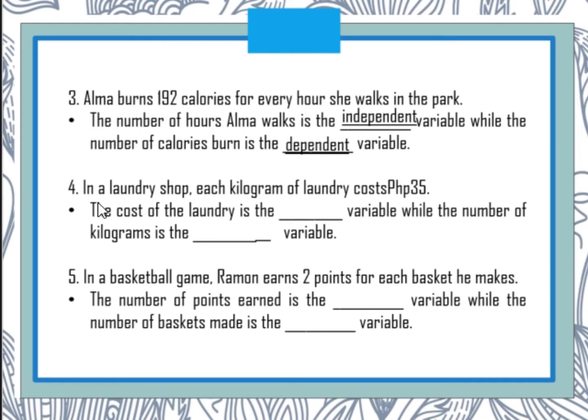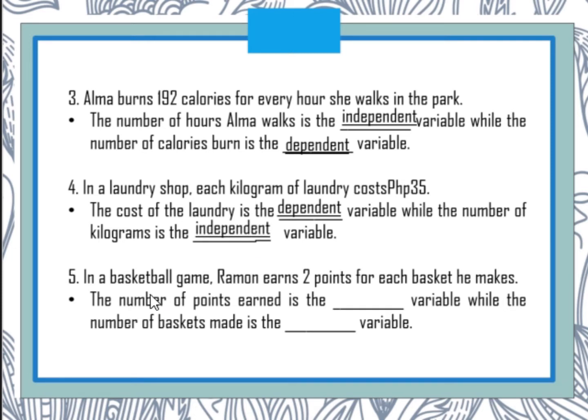Number 4. In a laundry shop, each kilogram of laundry costs 35 pesos. The cost of the laundry is the blank variable, while the number of kilograms is the blank variable. The cost of the laundry is the dependent variable, and the number of kilograms is said to be the independent variable.